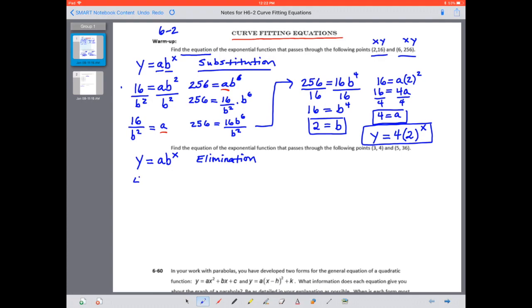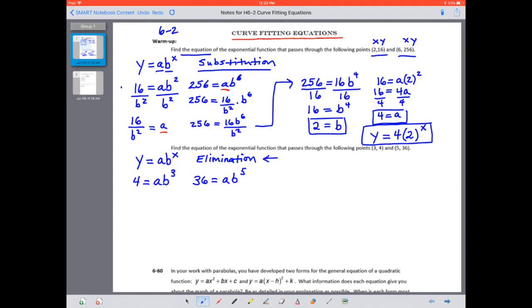We should have 4 equals a times b to the third power, and 36 equals a times b to the fifth power. All right, now we're on the right track. So when we go through and look to do this one here, I'm going to use what I call, and I don't even know if this is the official name of it or not, but I call it elimination.